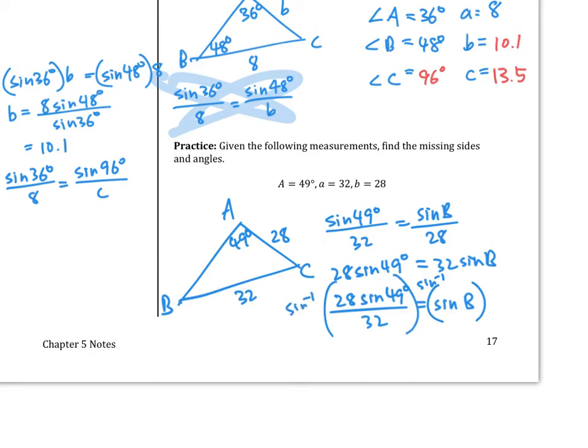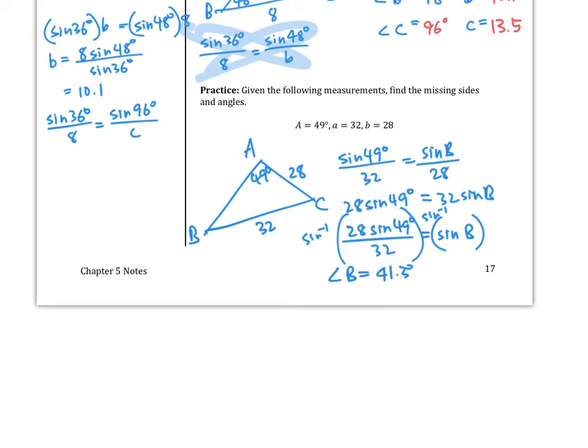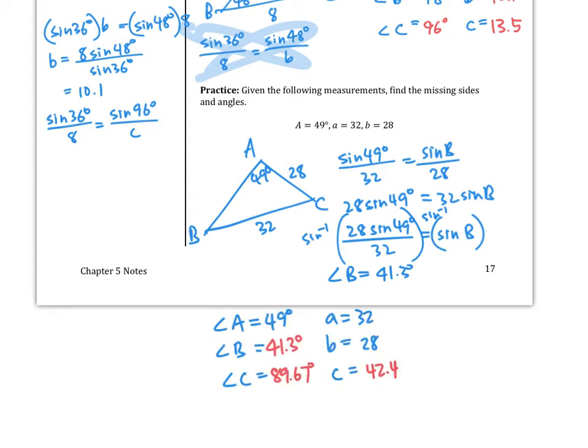So after you calculate that number, put it in the calculator under inverse sine. That's going to give you an angle. So B is equal to 41.3 degrees. All right, if you haven't solved the triangle yet, go ahead and give this a try. Come back and check your answer. All right, go ahead and check your answer.